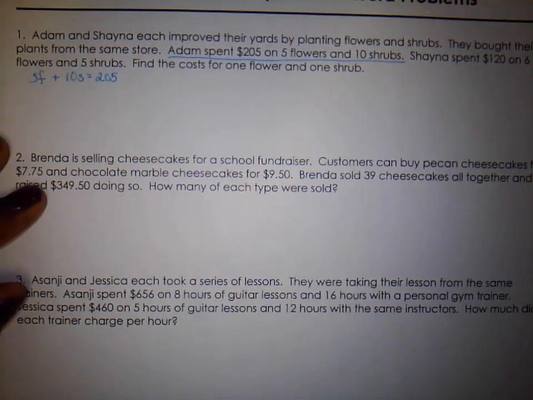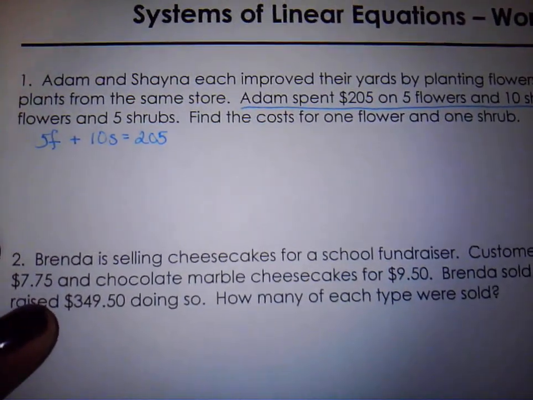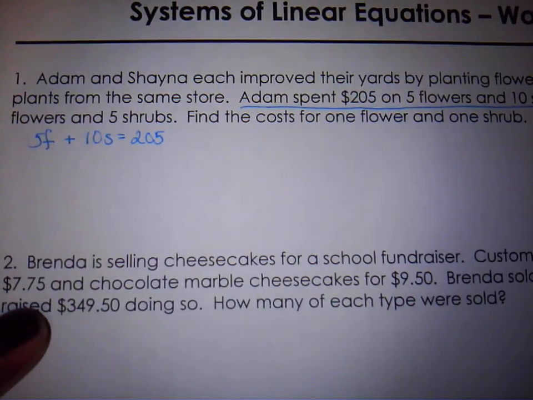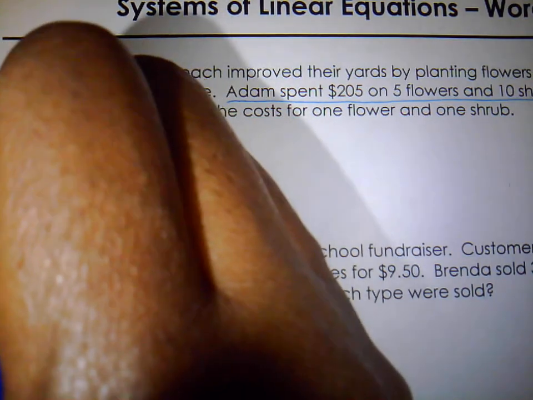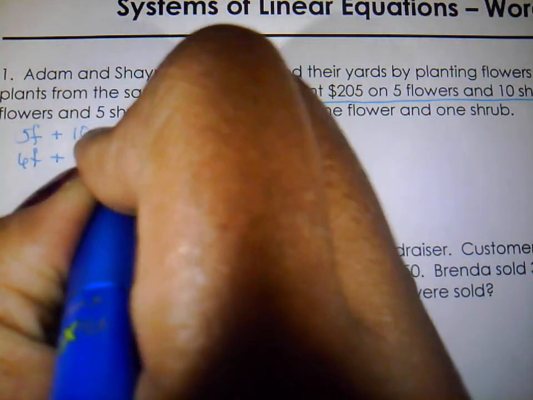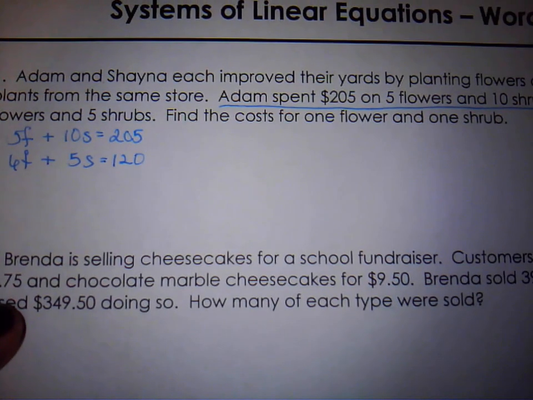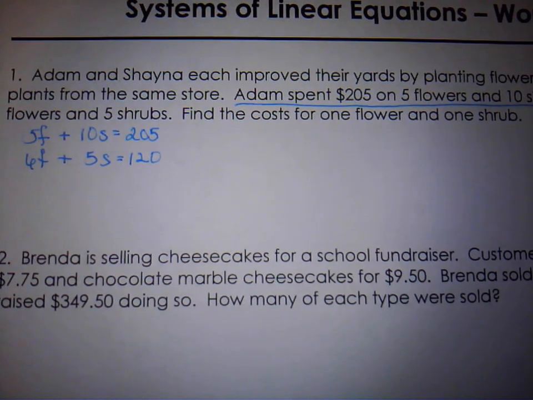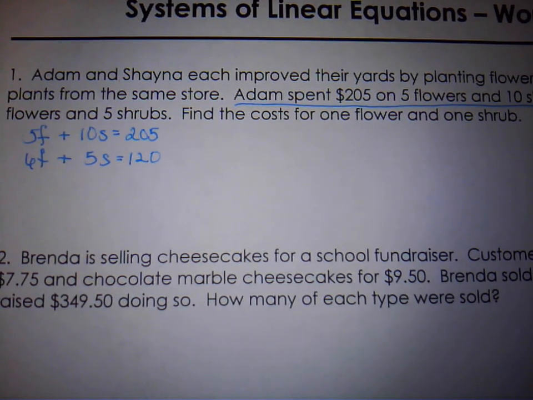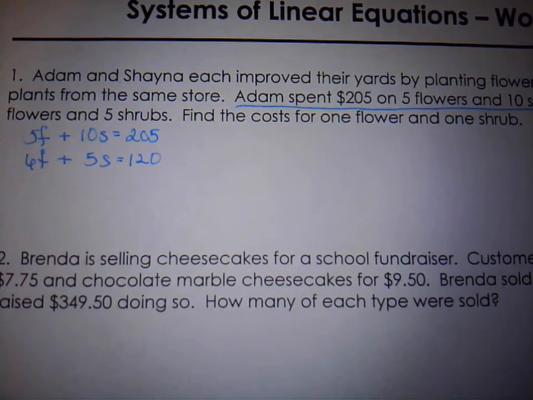Okay, I apologize for it being so small. I'm going to go ahead and zoom in since I've already read it. Okay? And then, so with that information, what do you think the equation's going to be for the second equation? 6F. Very good, because Shayna had 6 flowers and 5 shrubs, right? Does that make sense? Do these two equations, because if you can't get to the equations, y'all, you certainly can't get to the answer. You feel what I'm saying? Do these two equations make sense?